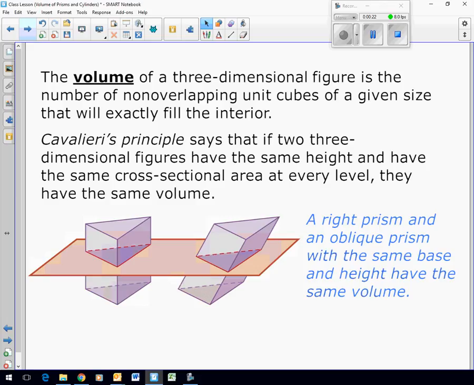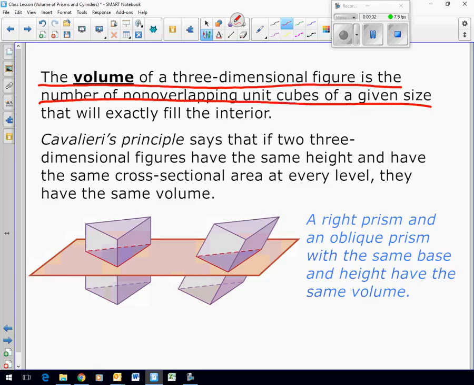Alright, y'all write this down. Here's what you need to write down. The volume of a three-dimensional figure is the number of non-overlapping unit cubes of a given size that will exactly fill the interior. That probably means nothing, but write that definition down.